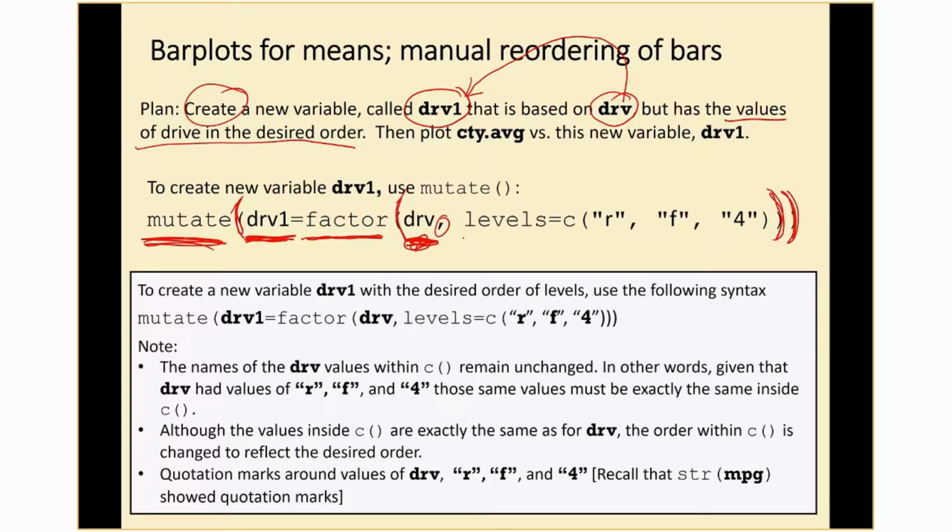You have levels equal, and then you put in this vector. So here's the vector of values that you want to put in. The things here, R, F, and 4, are exactly, in a sense, the same levels as in drive. What's changed is the order. The key thing is you're going to put these things in, and they're going to require quotes, because these variables are characters. You're going to put those things in, but in the desired order.